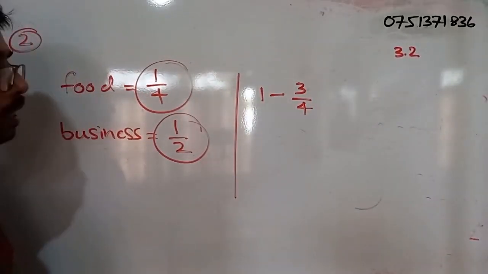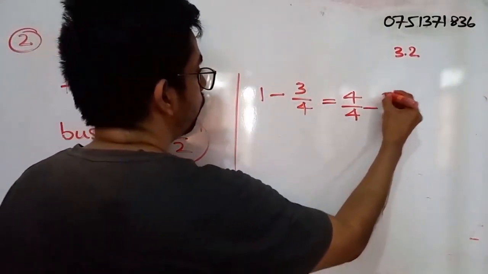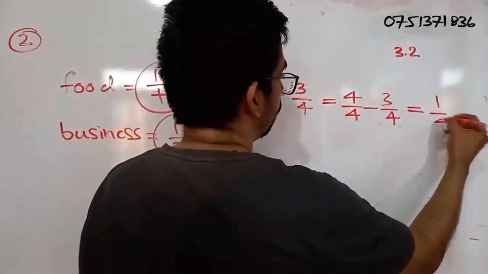So here 1 will be what? 4 by 4. 4 by 4 minus 3 by 4. So a quarter.